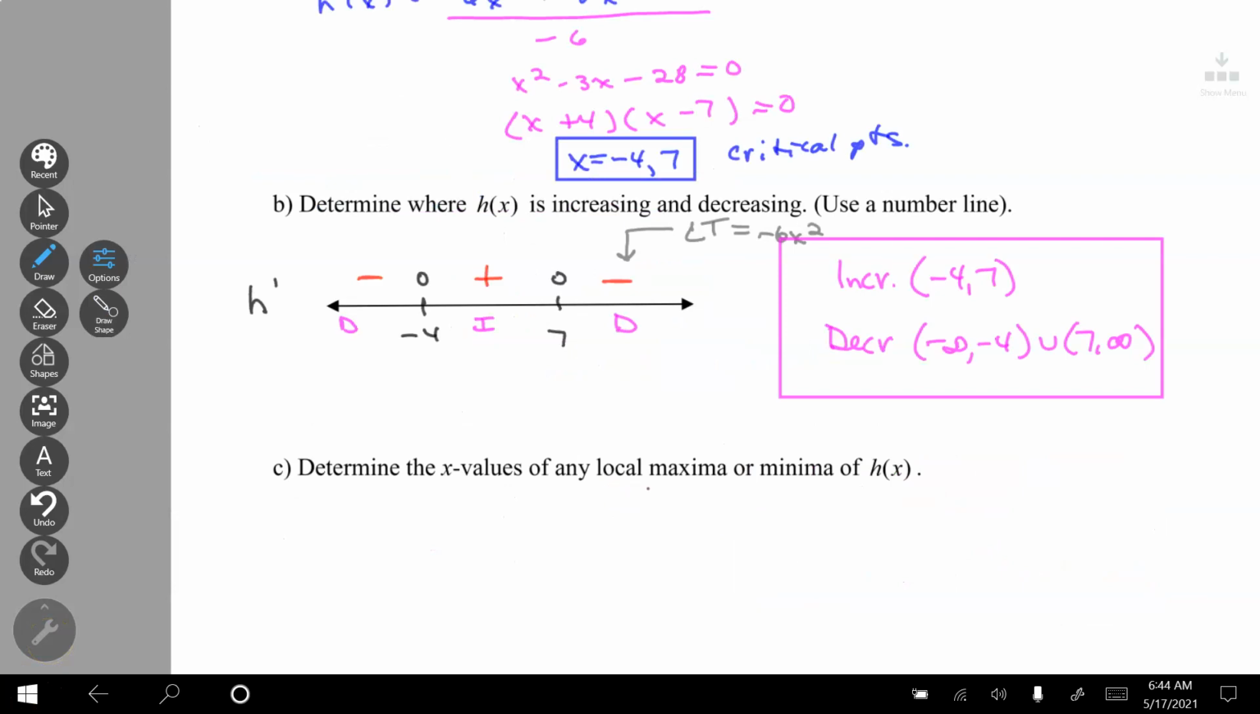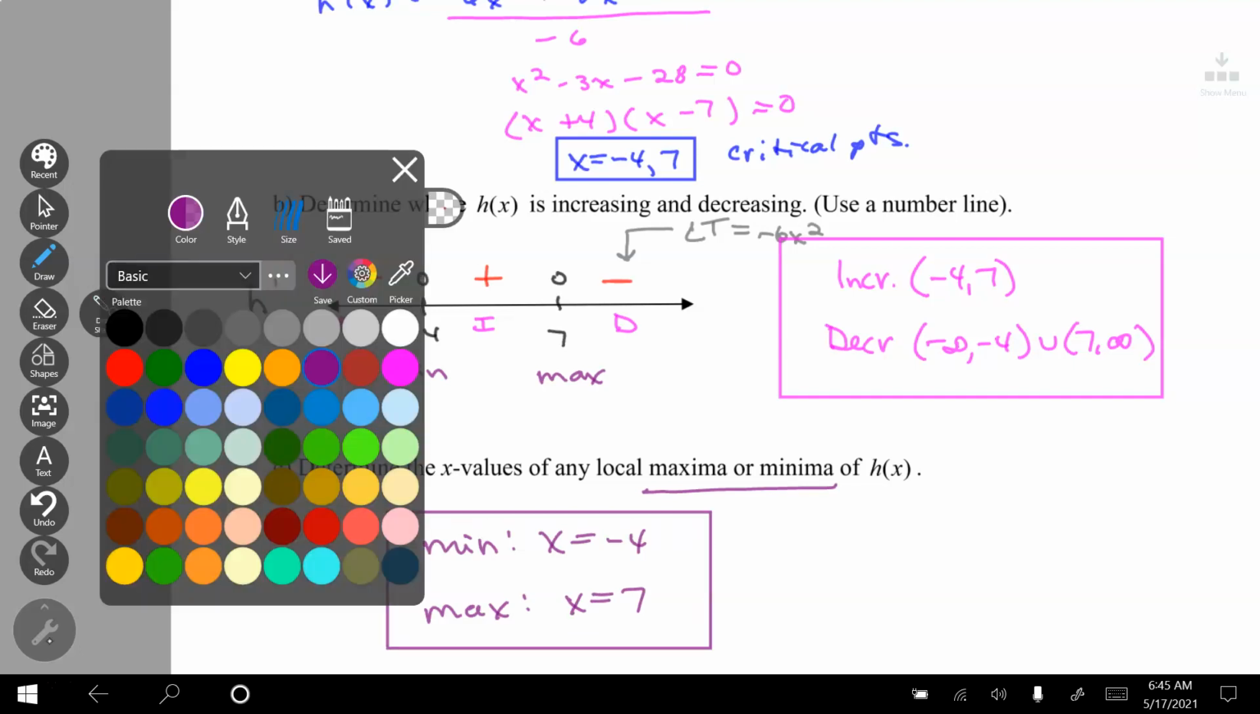Next, I need to find any mins and maxes. Well, for here, this part goes negative, 0, positive, and negative 0 positive is going to go down and then up. That's a min. And then this part is positive, 0, negative, and that means it goes increasing and decreasing. That means this is a max. So I have a minimum at x equals negative 4. I have a maximum at x equals 7.